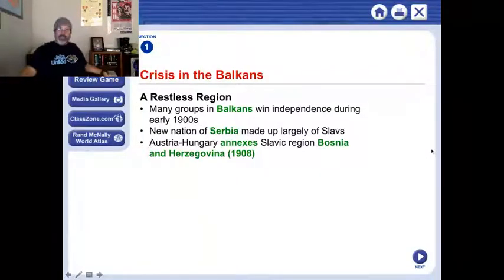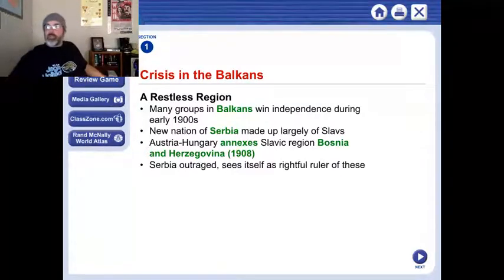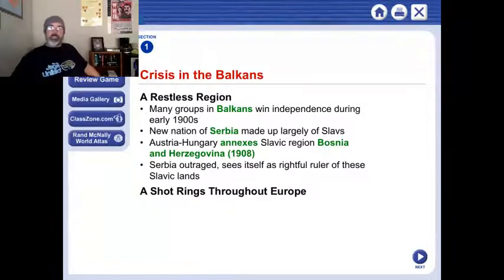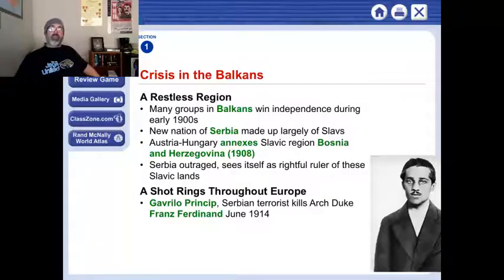So Serbia is very unhappy, and the most unhappy Serb, the most outraged, who believes that his nation should rule all the Slavic peoples of Central Europe, is this guy, Gavrilo Princip. He's a very small, unassuming guy, but very proud of his country and very much wants it to expand, and very, very angry that the Austrians have taken Bosnia away.